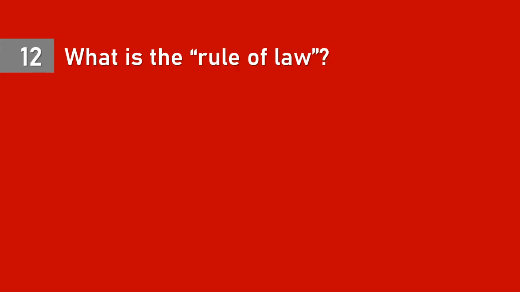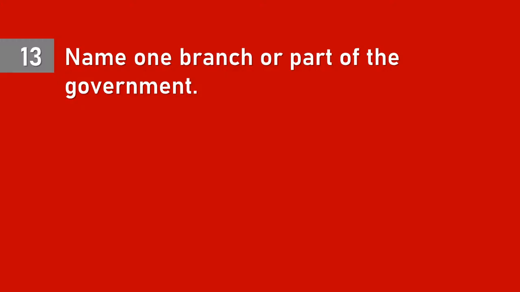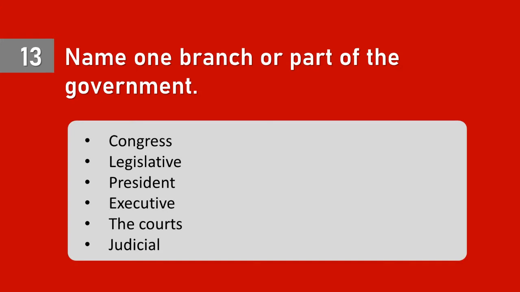Question 12. What is the rule of law? Everyone must follow the law. Leaders must obey the law. Government must obey the law. No one is above the law. Section B, System of Government. Question 13. Name one branch or part of the government. Congress, legislative, president, executive, the courts, judicial.